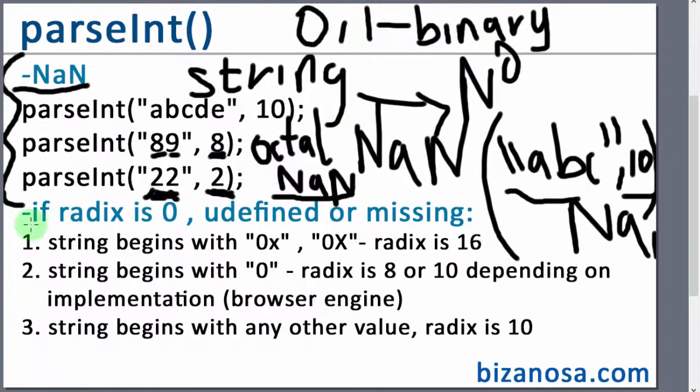So I don't want this video to be long, and therefore in the next video let's come back here and see what will happen if the radix is 0, or the radix is undefined, or the radix is missing.